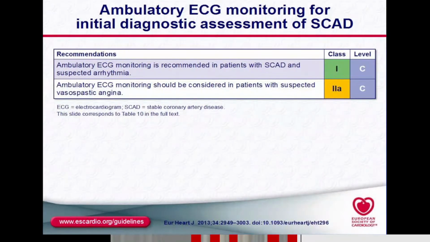Ambulatory ECG monitoring, Holter monitoring, for initial diagnostic assessment of stable coronary artery disease. You see here, it is superior if we try to reveal arrhythmias. But for suspected vasospastic angina, it is also useful. You see here the class of recommendation 2A, level of evidence C.